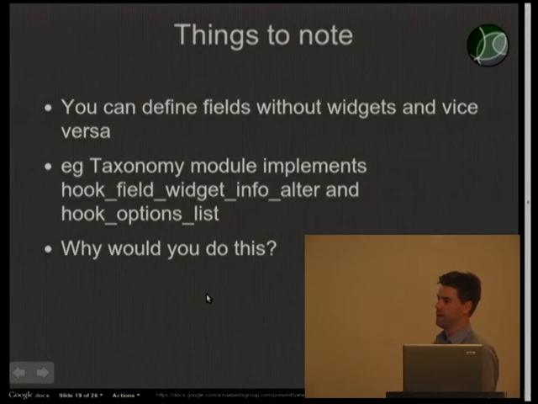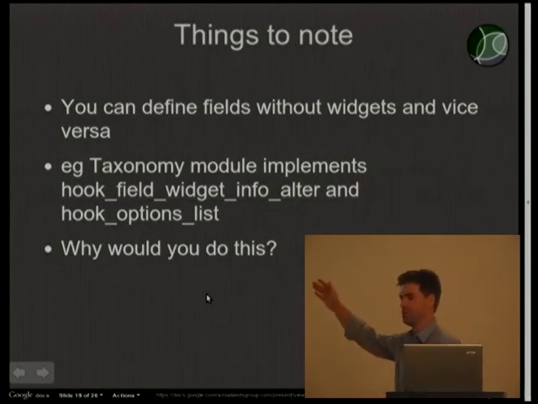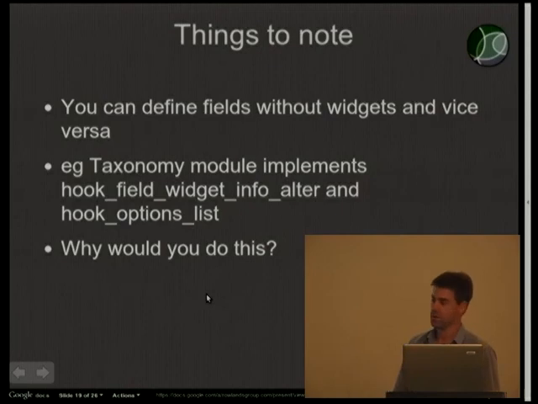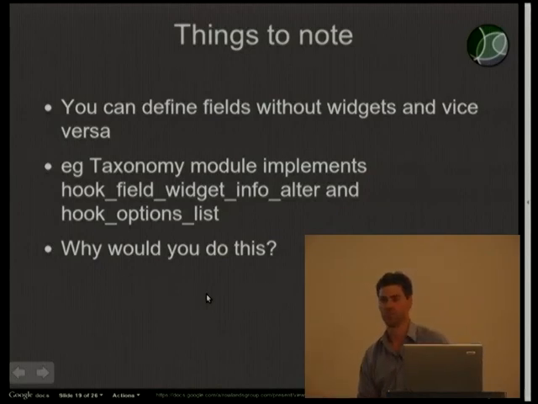Rather than reinvent a widget, when all it is is a select list, which is already provided by the options module, it just says the options module also handles my widget, and then it implements hook options list. Based on the options for that field type, such as the vocabulary, it'll populate the options list, which is obviously the terms.